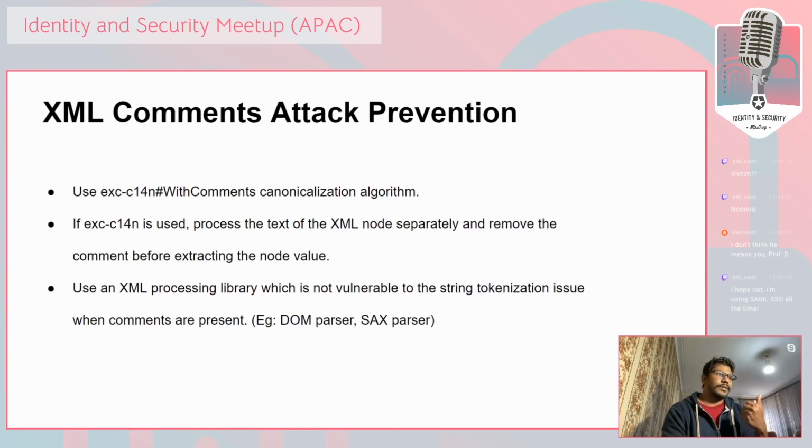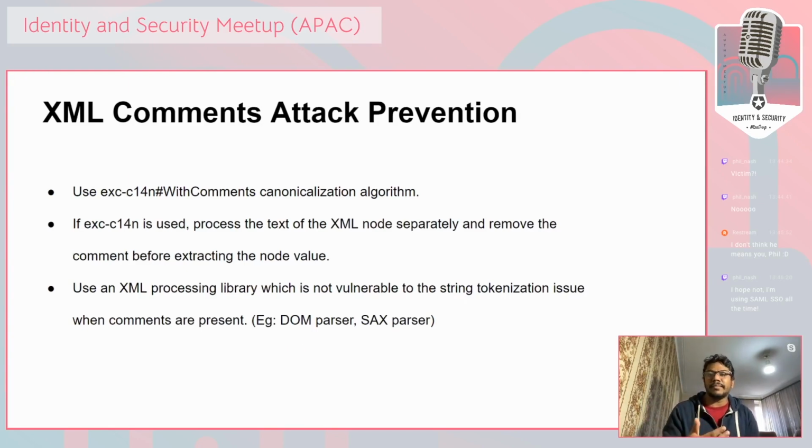And then if the without comments algorithm is used, you need to make sure when you are reading the username, don't use some library's method, just do text processing, get the entire text, remove the comments, and then whatever tokens remain, concatenate them, then use that as the actual username or actual value. And then use some well-known libraries which are not vulnerable to this attack. So if you are using, let's say, a DOM parser or SAX parser kind of library, make sure you use the latest version, and also make sure these versions do not have this known vulnerability, right?